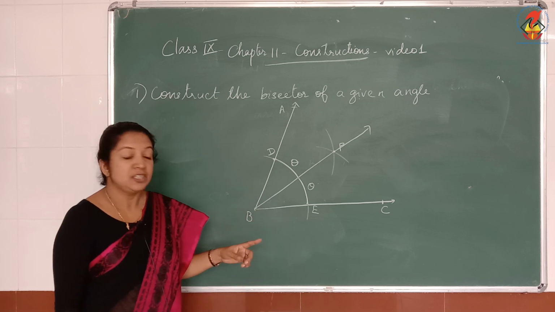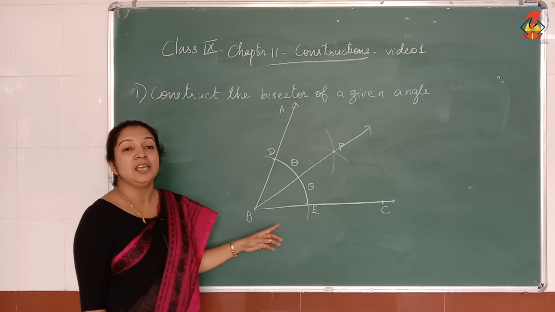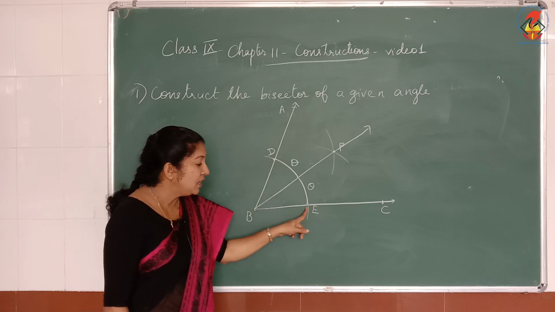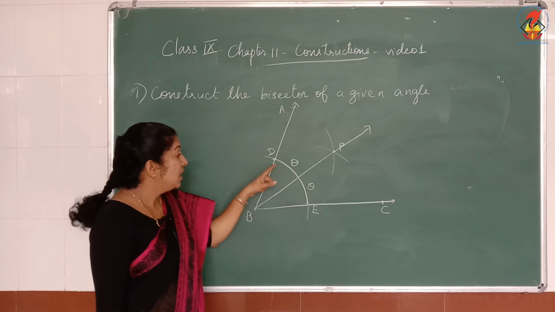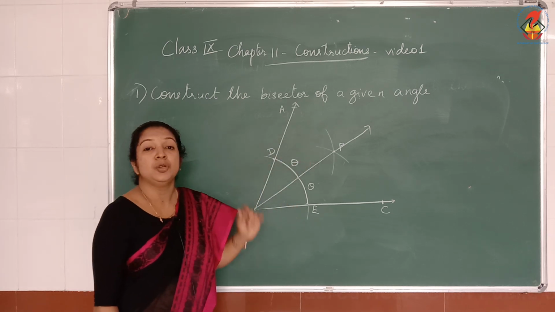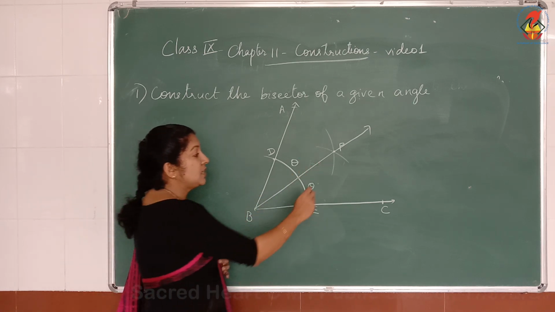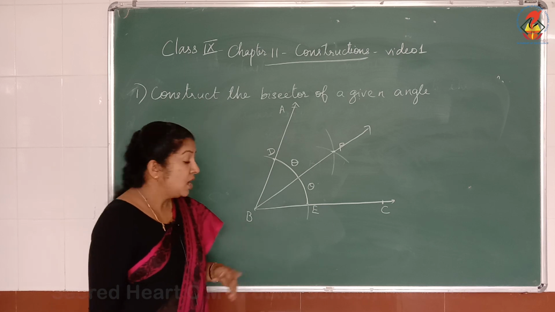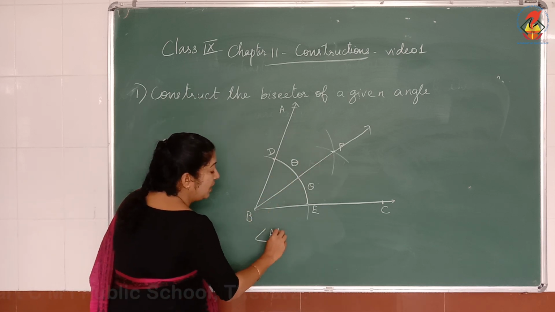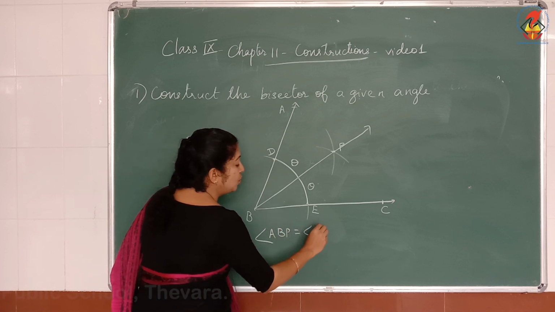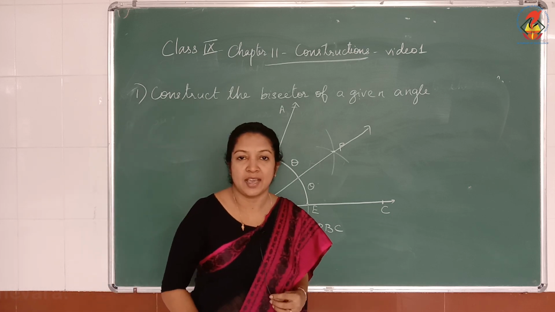So what we have done first is we have taken B as a center and any radius, and drawn an arc DE. Then after that, take more than half of DE as a radius and D as a center, draw an arc. E as a center, draw an arc. Take the point of intersection of these two arcs as P and join BP. So angle ABP is equal to angle PBC. This is the required angle.